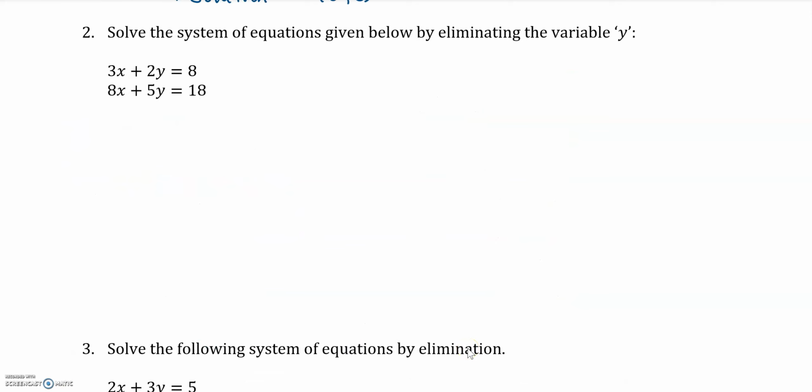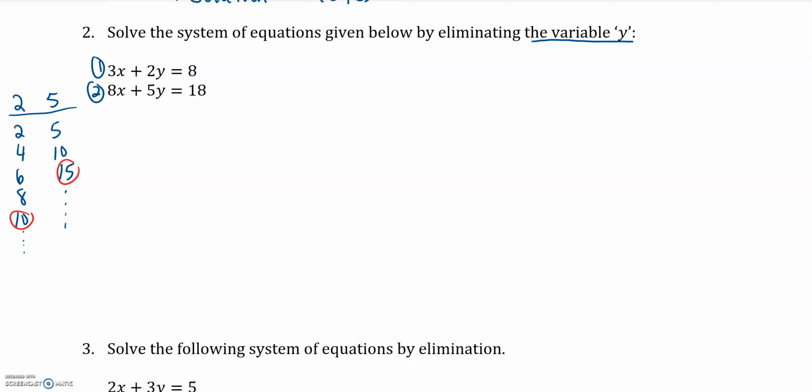In practice question 2, we're going to solve by elimination by eliminating variable y. So labeling our equations as 1 and 2 and looking at the coefficients of y, one of the coefficients is currently 2 and the other one is 5. Considering the multiples of each of those coefficients, we want to look for the lowest common multiple. And we see that the lowest common multiple of these two is 10.